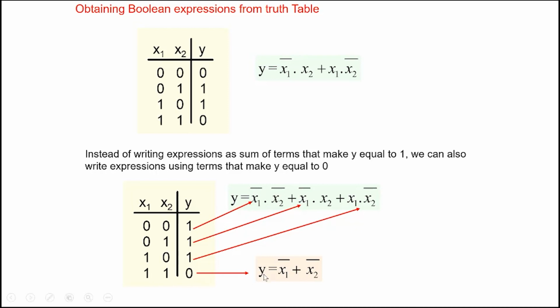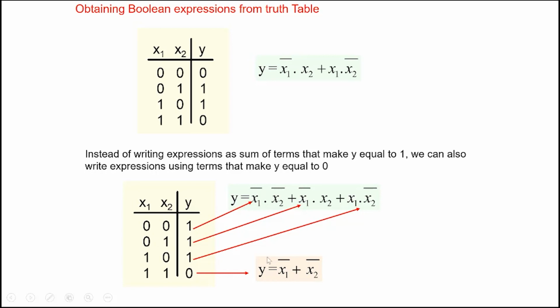Both of them are the same. This expression represents the same truth table, the same functional relationship, and this one also represents the same functional relationship. In fact, given an expression like y equal to x1 bar plus x2 bar, you can generate a truth table by putting in the different values. You can put in 0, 0 and find out what y is. You can put 0, 1, 1, 0, 1, 1, find out y, and generate a truth table.